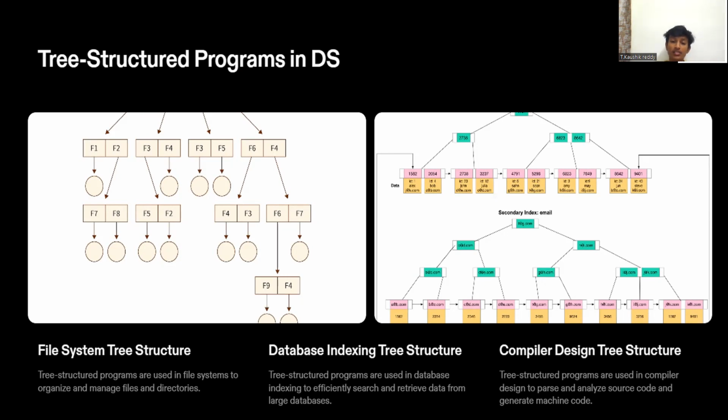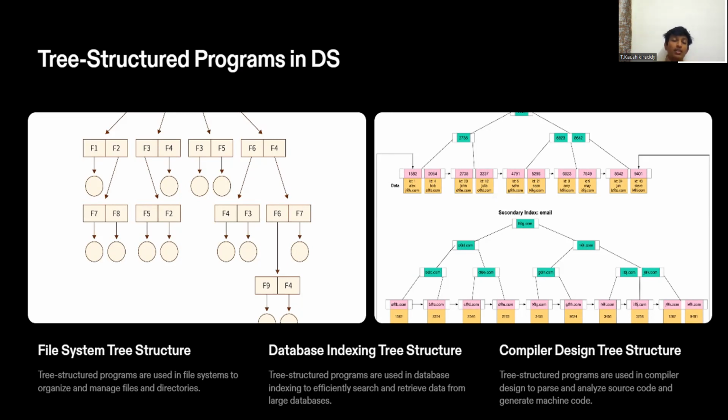Next, database indexing with tree structures. Tree structured programs are used in database indexing to efficiently search and retrieve data from large databases. So tree structures are mainly used in database indexing to efficiently search and retrieve data from the large database.